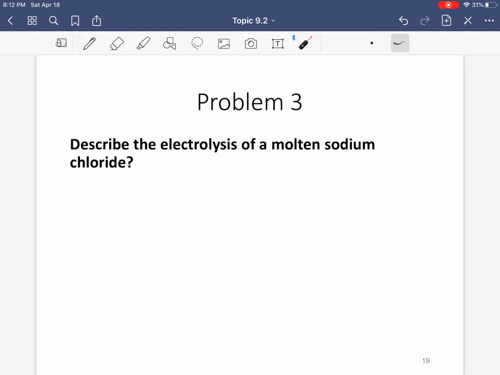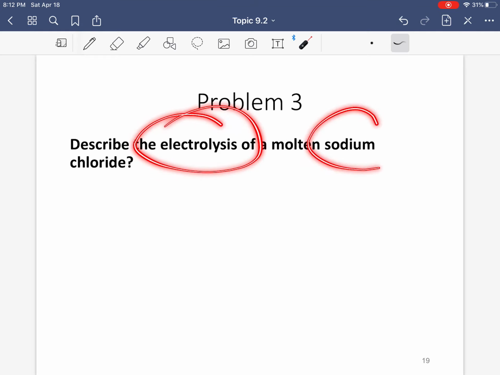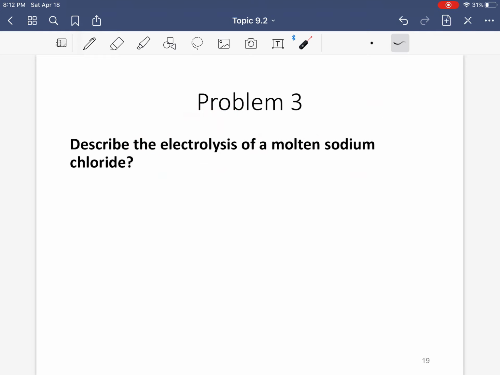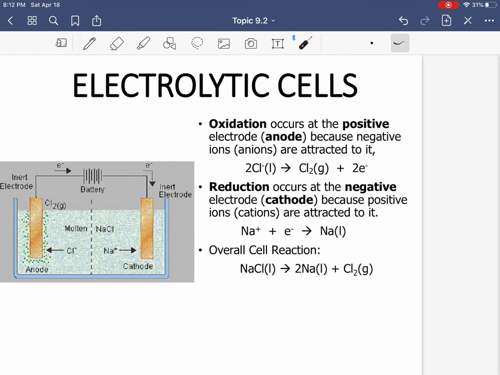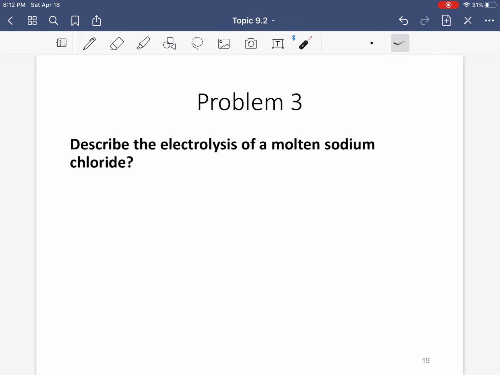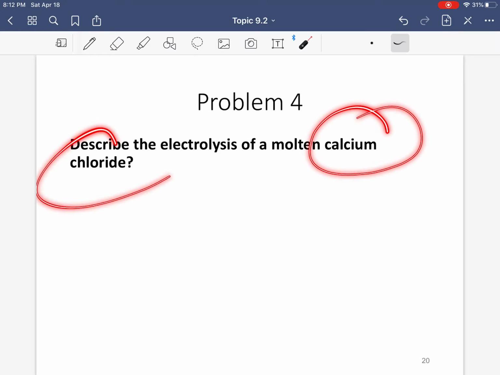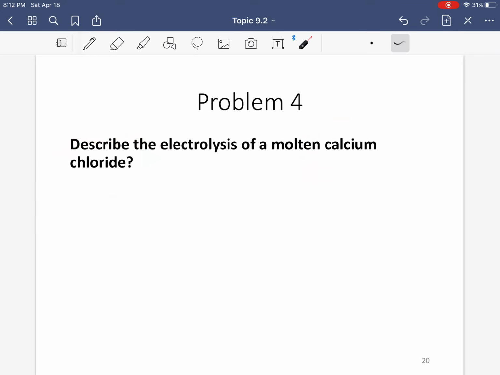I have problem 3 right here. Describe the electrolysis of NaCl. I'm not sure why I gave you this question, because it's basically what you see here, but see if you can draw your own electrolysis without looking at what I got, with graphite as the electrodes. Oh, here's another one that's different: calcium chloride. Do it again with calcium chloride.